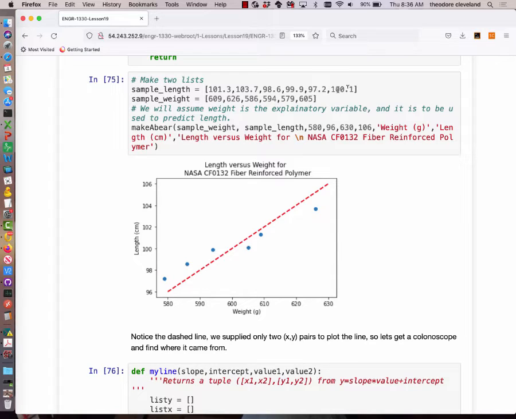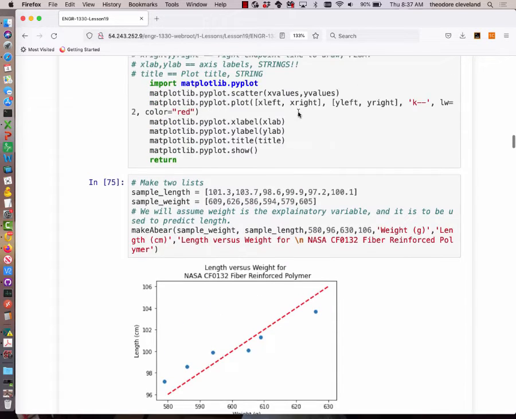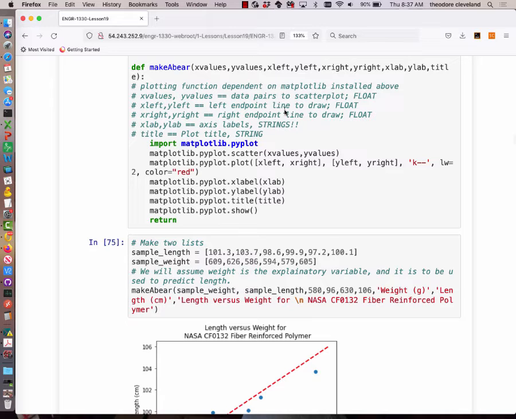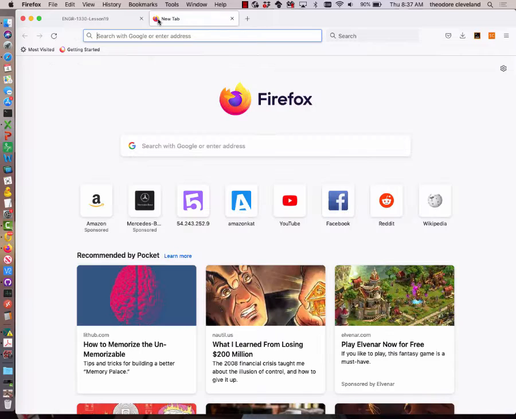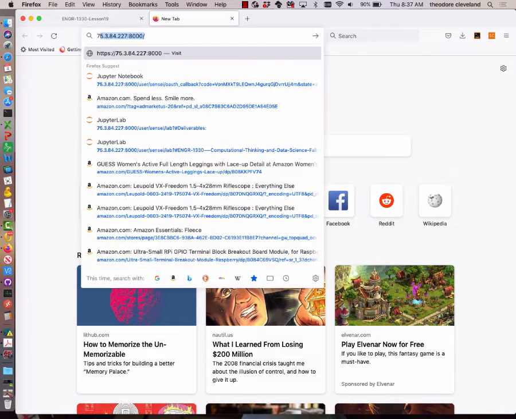Okay, so we have these observations, and so the sample length is all around 1 meter, and the weights are roughly around 600 grams. So let's go ahead and run the script. Oh, but I don't want to run it. I can't run it. That is not the right computer.